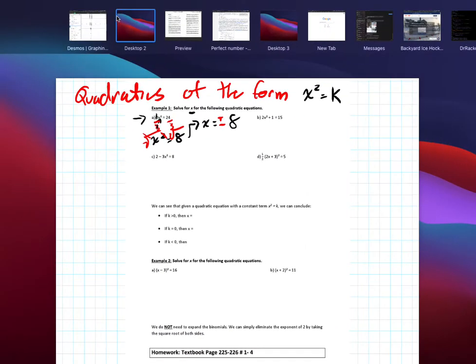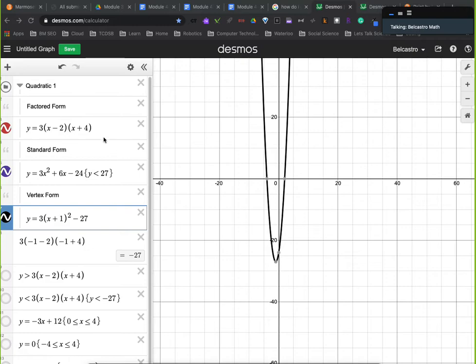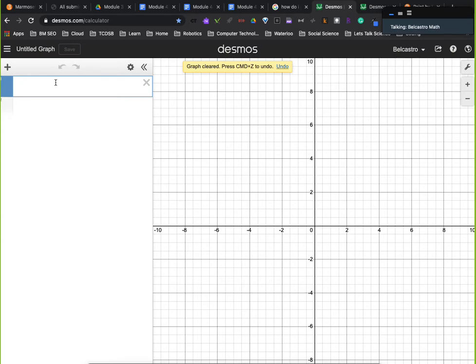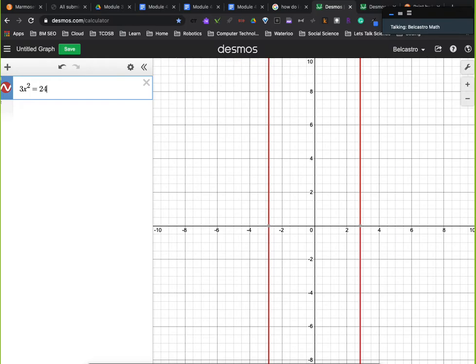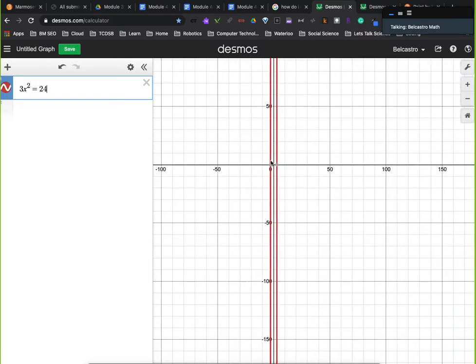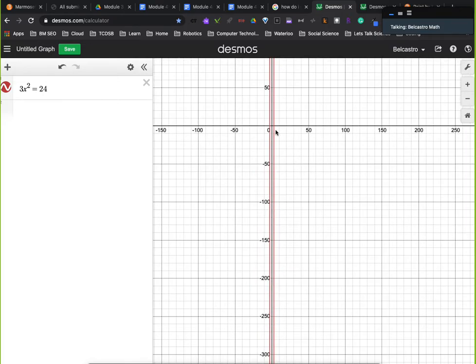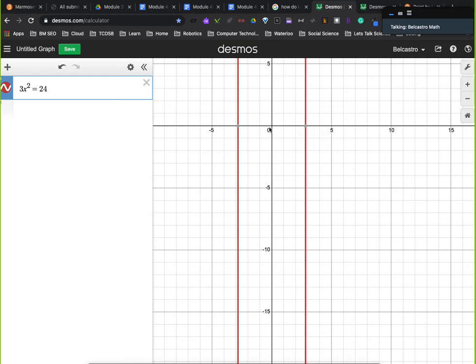I just want to quickly show this on Desmos here. Let's start a new one. When you have a graph like that, squared, and they've written equals 24, when we zoom way out, these two are the values. These are your x-intercepts. So those are really weird numbers, but this actually works as a calculator too.